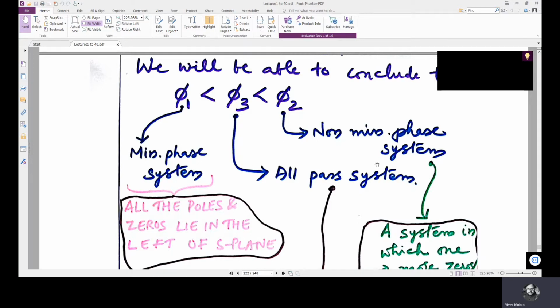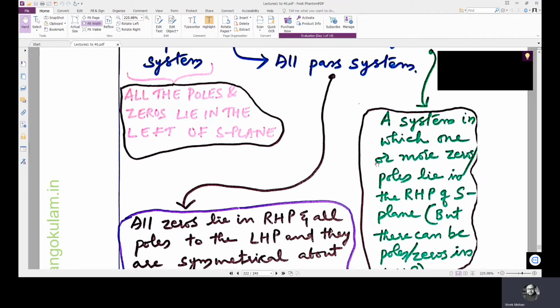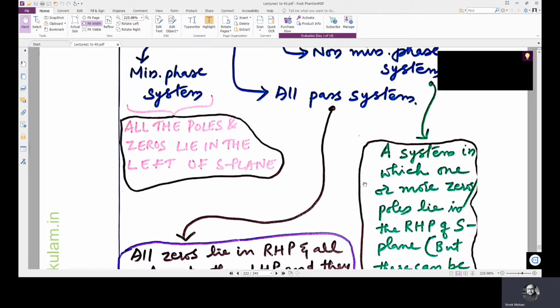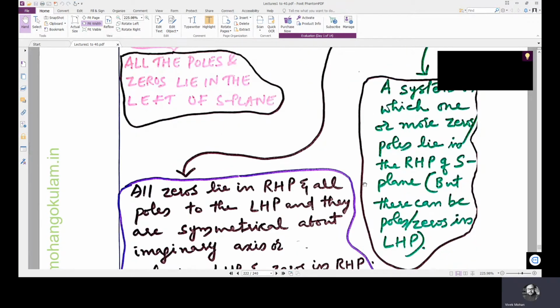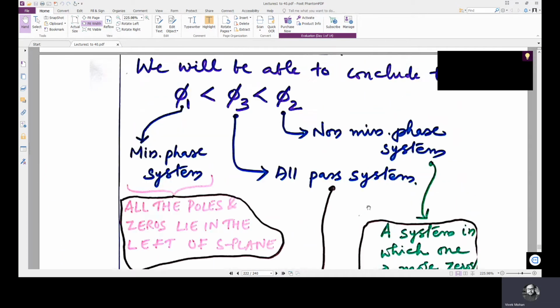Now in the second case, we have a system where one or more poles or zeros lie in the right half plane. But of course, there can be poles and zeros in the LHP, but one or more poles or zeros lie in the right half plane of S-plane. Such a system is known as non-minimum phase system.